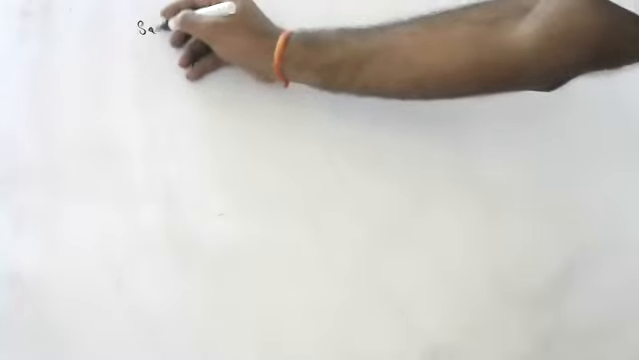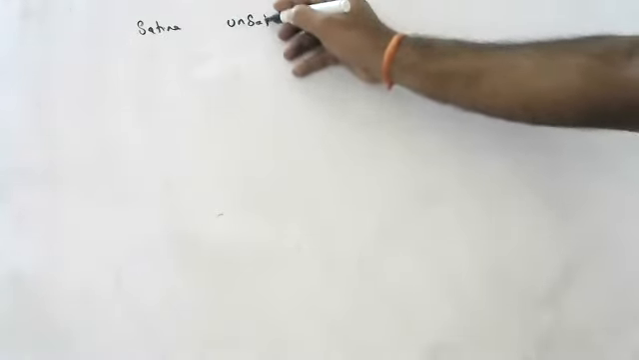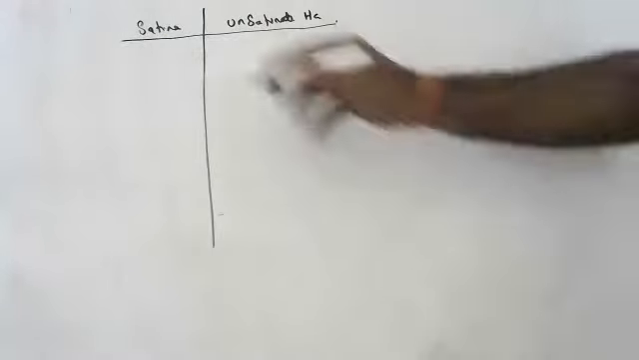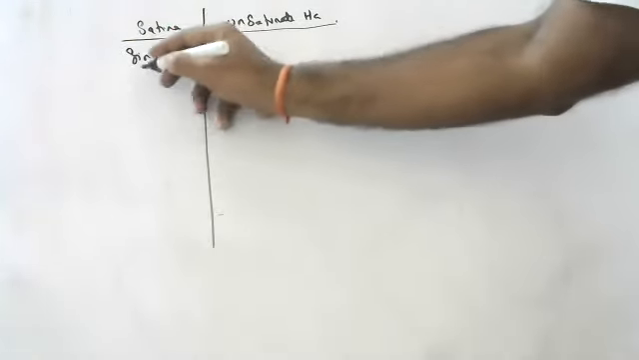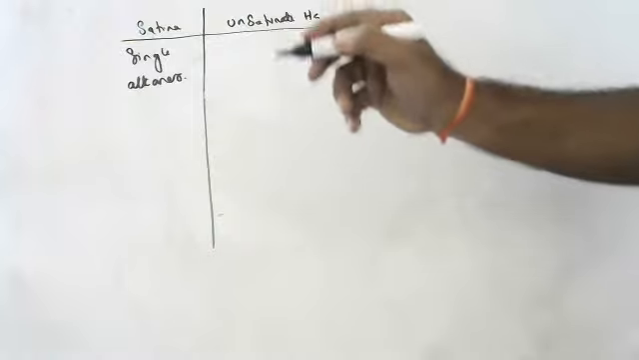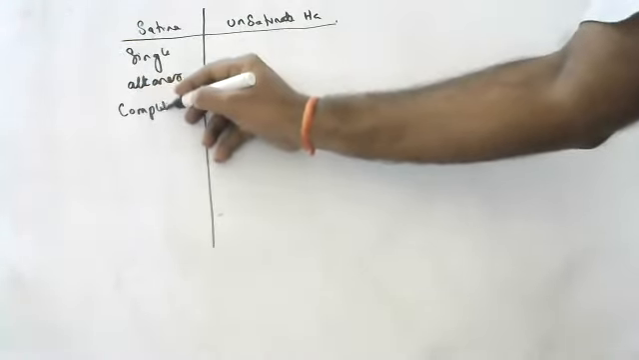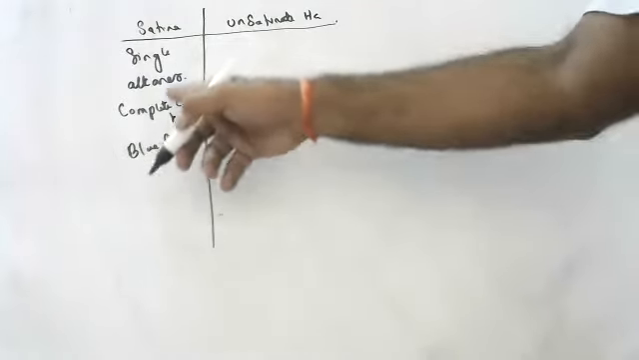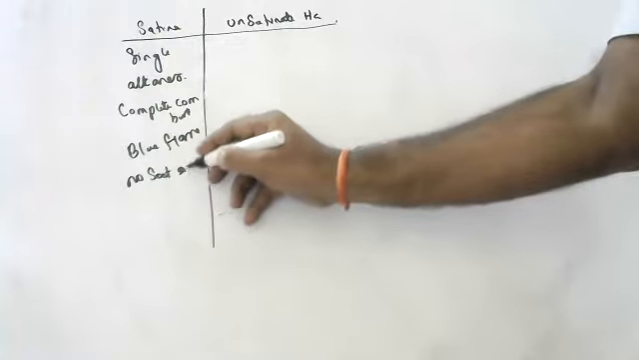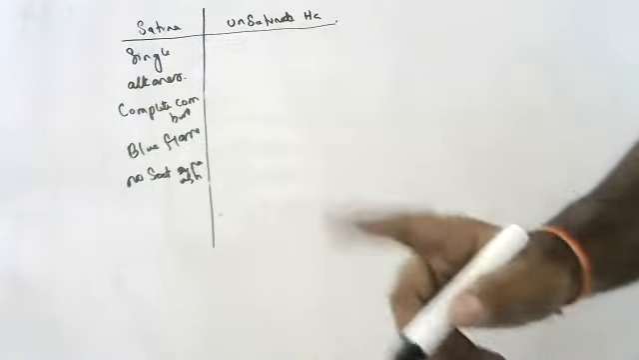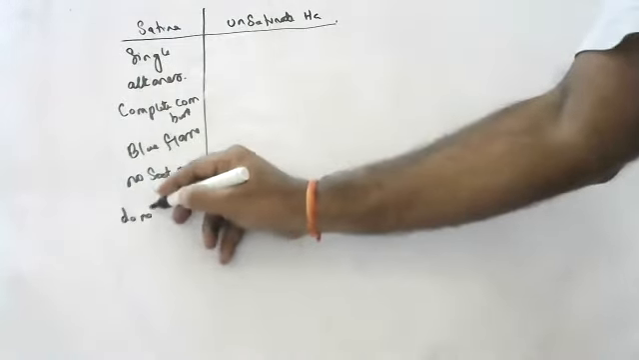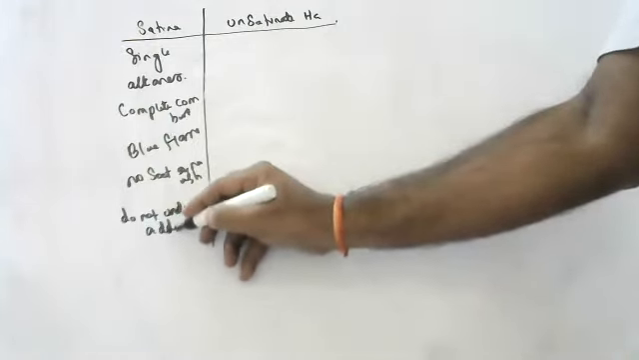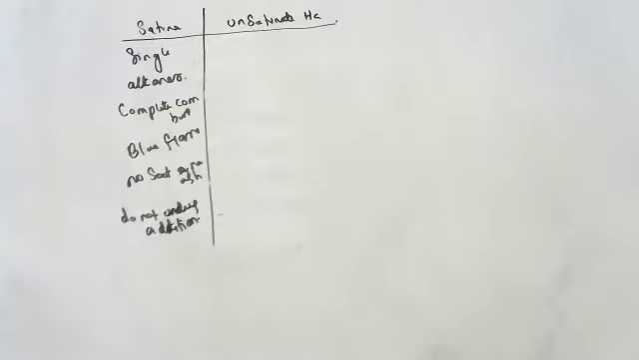Next question. What are the differences between saturated and unsaturated hydrocarbons? This is the question. Children, saturated means they have only single bonds. Example: alkanes. Alkanes undergo complete combustion. Therefore, they burn with a blue flame, with no soot or ash. They do not undergo addition reaction. Why do they not undergo addition reaction? Because they have only single bonds. Very good.